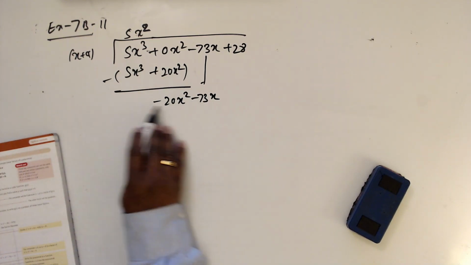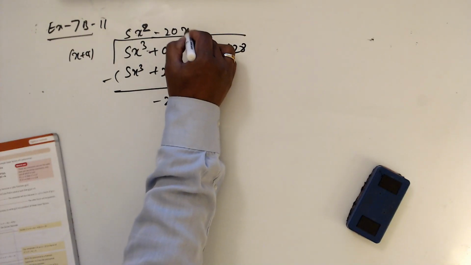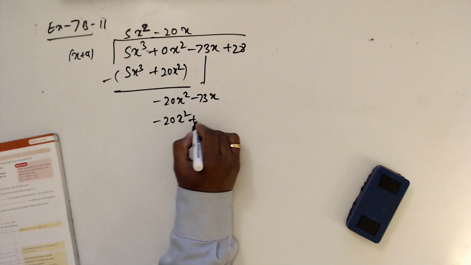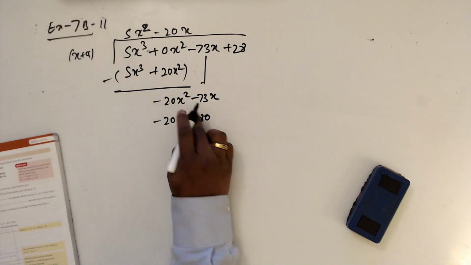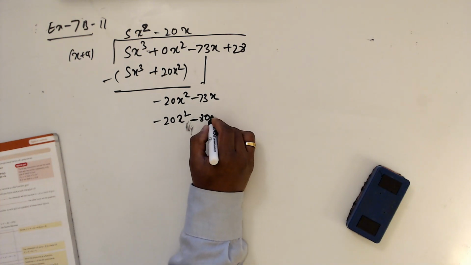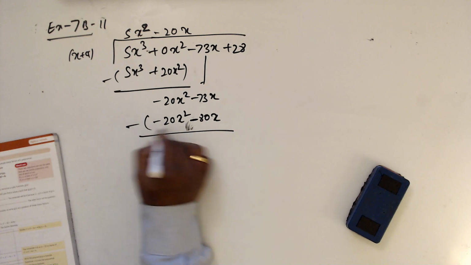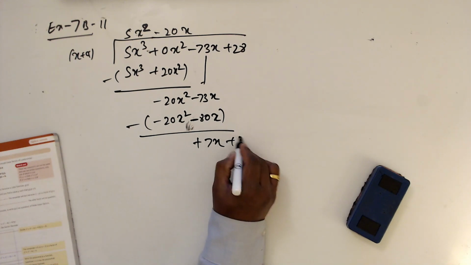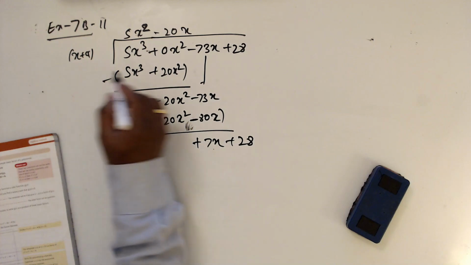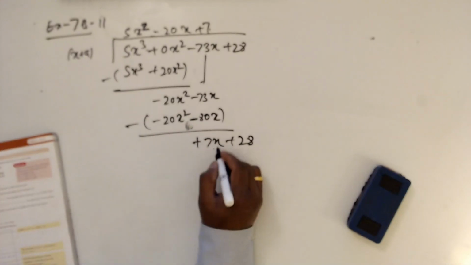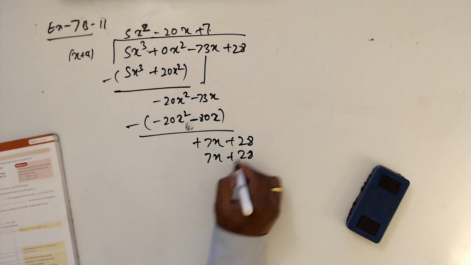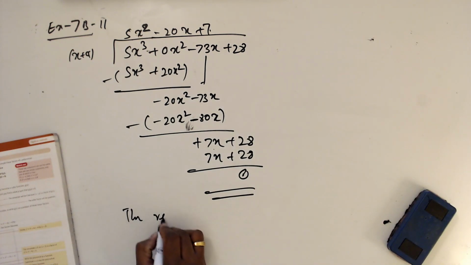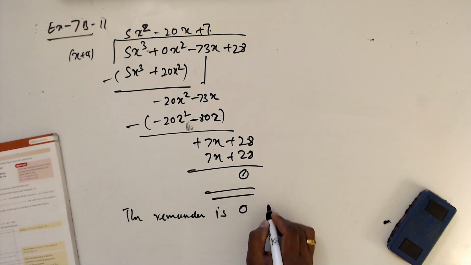Then minus 20x square divided by x. This is going to be minus 20x. Then this is going to be minus 20x square plus 80. 20 times 4, 80, minus times plus actually minus 80x. And when you minus from here, you will get plus 7x plus 28. Then 7x divided by x, which is plus 7. Then plus 7 times 7x, 28. Remainder is 0. Then you can write the remainder is 0.